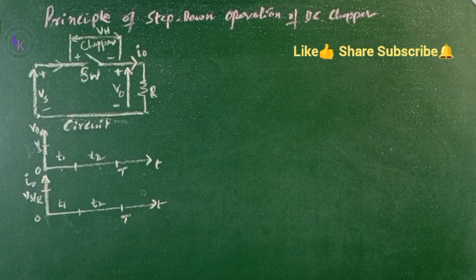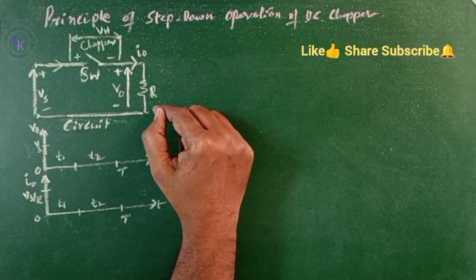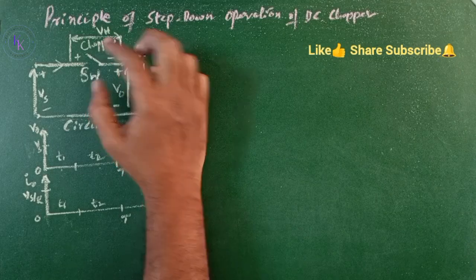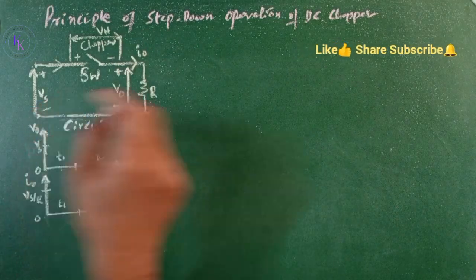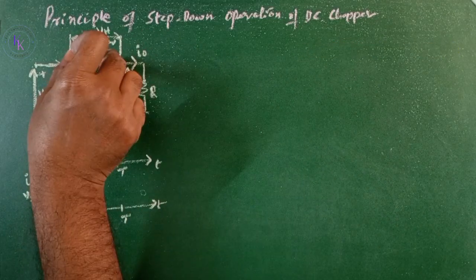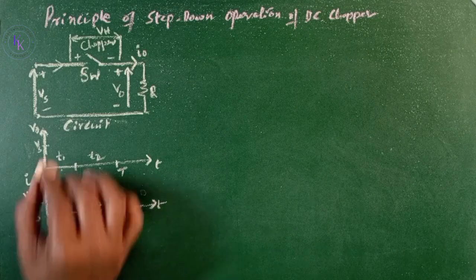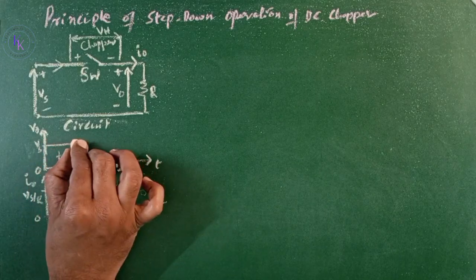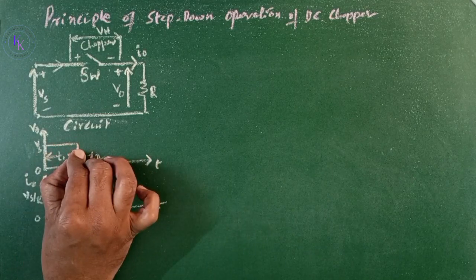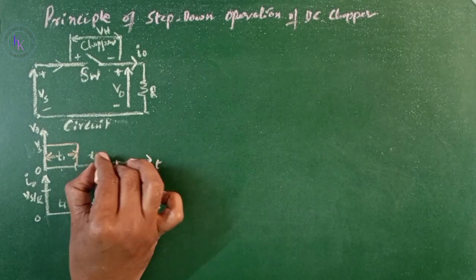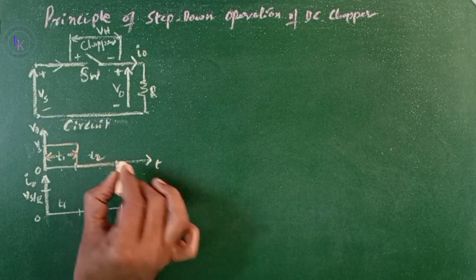Principle of step-down operation of a DC chopper. Consider a circuit with an R load and the switch, which is nothing but a chopper. The input voltage is Vs and the output voltage is V0. Voltage across the chopper or the switch is Vh. When the switch is closed for time t1, the input voltage Vs is going to appear across the load. And when the switch is open for time t2, the output voltage will be 0.